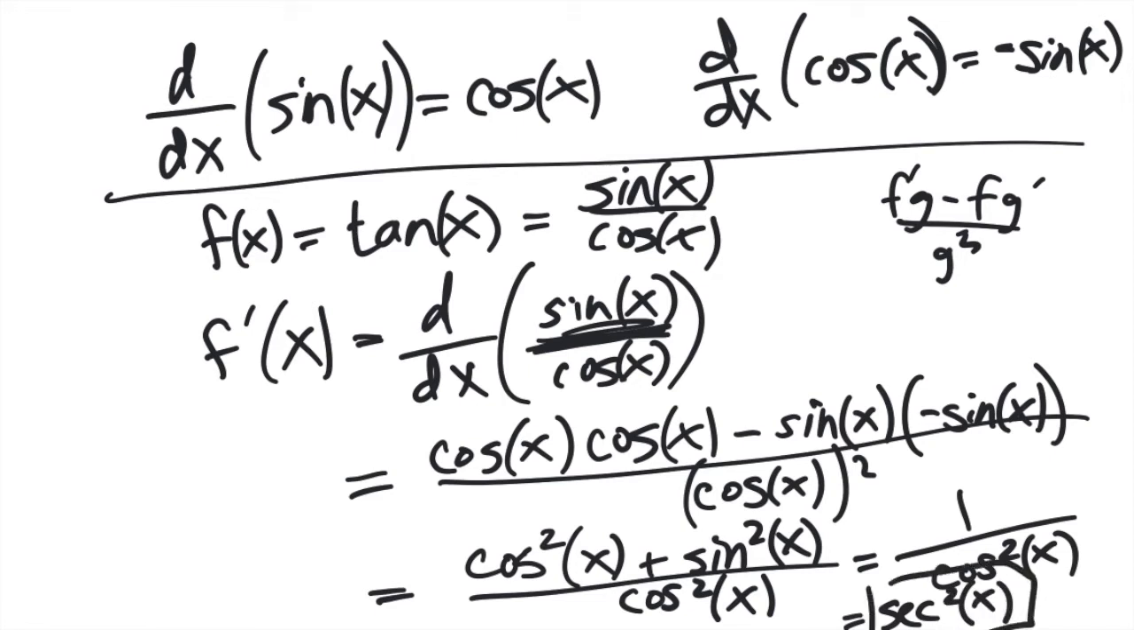Okay, so I told you that when we take the derivative of a trig function, we shouldn't be surprised that we get a different trig function. In this case, when we take the derivative of a tangent, we don't just get a secant, we get a secant squared of x.